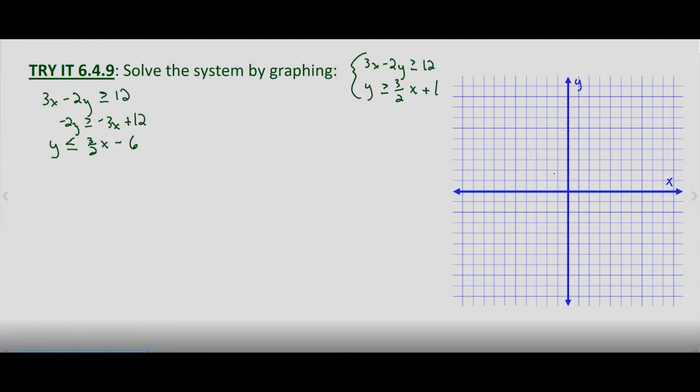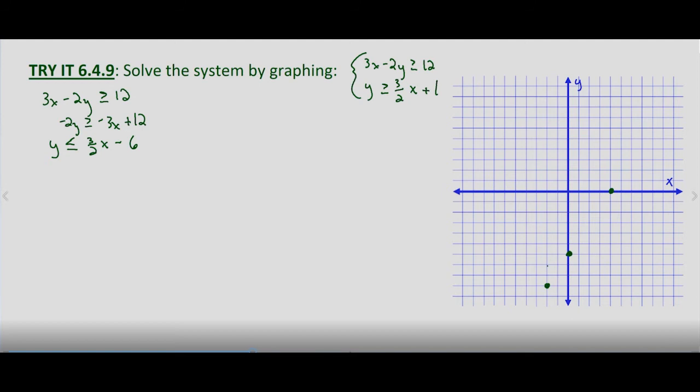So let's graph 3 points. At 0, it's going to be negative 6. At 4, it's going to be 0. And let's go with negative 2. That's going to give us negative 3 minus 6, which is going to be negative 9. So negative 2, negative 9. 1, 2, 3, 4, 5, 6, 7, 8, 9.